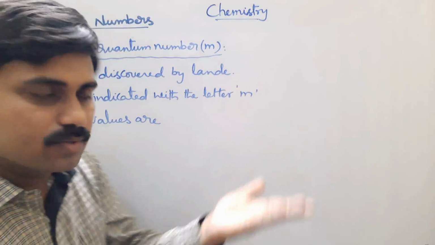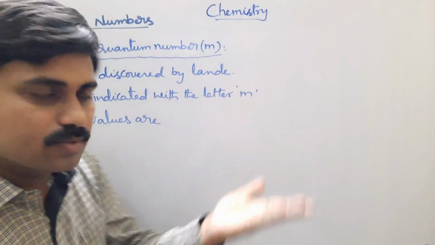So m equals minus L to plus L including 0. So m values depend upon L values. If L equal to 0, m is also 0, because minus 0, 0 and plus 0 are all 0. So if L is equal to 0, m is also 0, and that is called the s orbital.